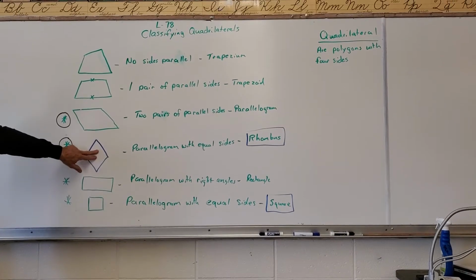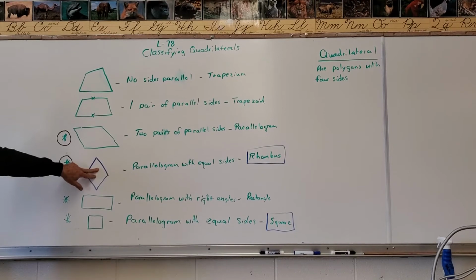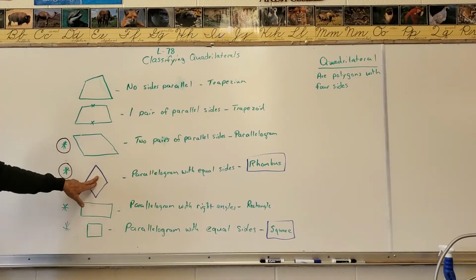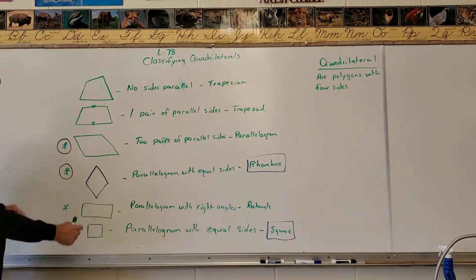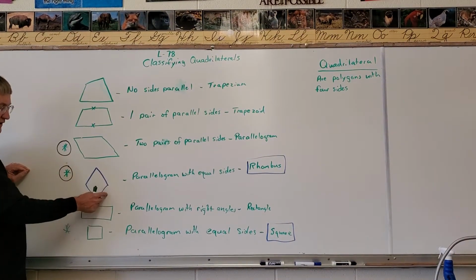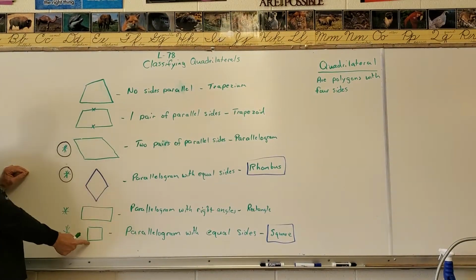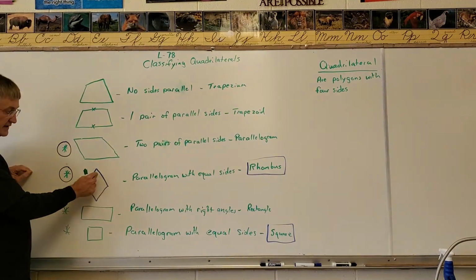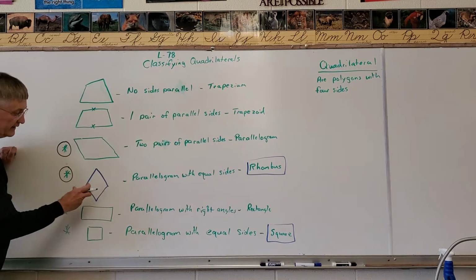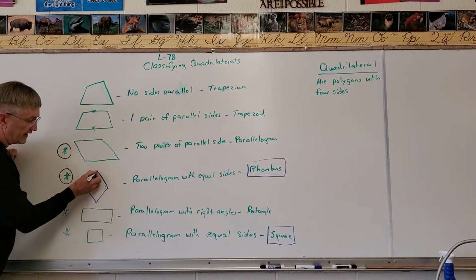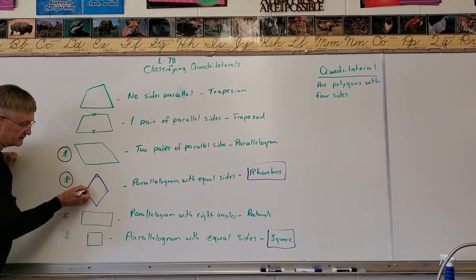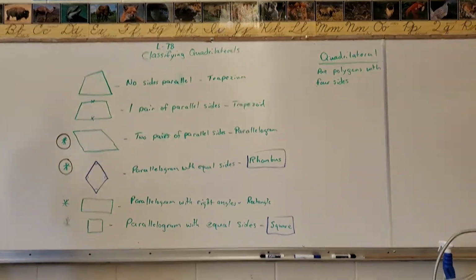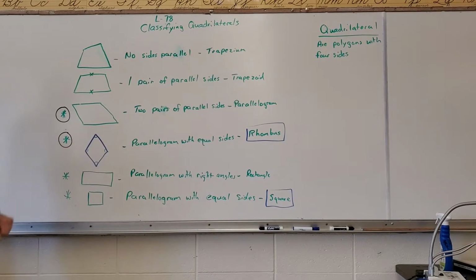We also get down to the parallelogram with equal sides. Mouthful on that one, sorry. With equal sides, this basically means each one of these sides is equal, similar to a square, but they are not 90-degree angles. This angle right here is greater than 90, this angle here is less, this angle is greater, this angle is less. So those angles are all less than or greater than 90 degrees.